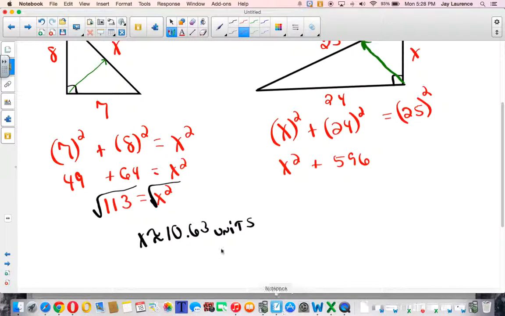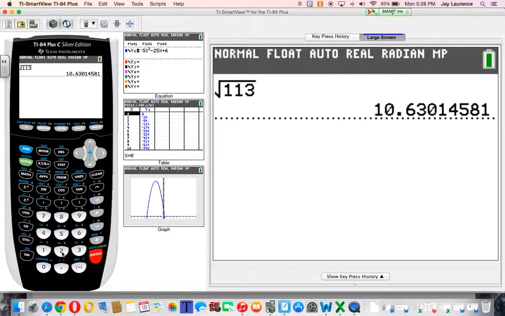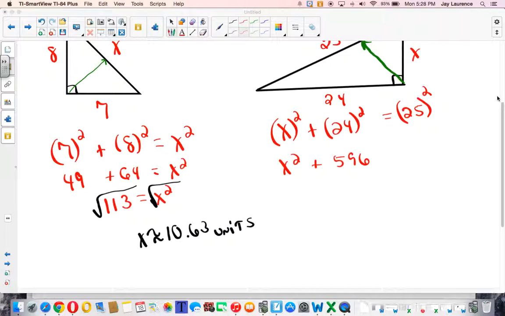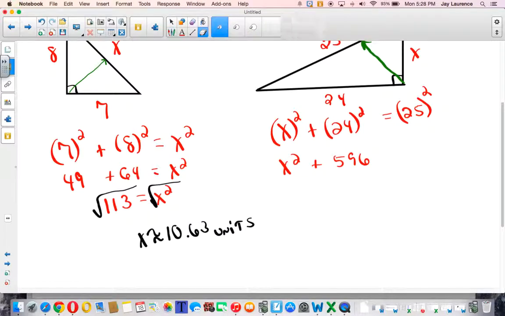I better check it. Where's my mouse? It's 576, now that I remember. Let's see here. 24 to the second power is 576. Yeah, there we go. Okay, so I better change that 96 to a 76. All right. And then this will be 625. So subtract 576 from both sides.